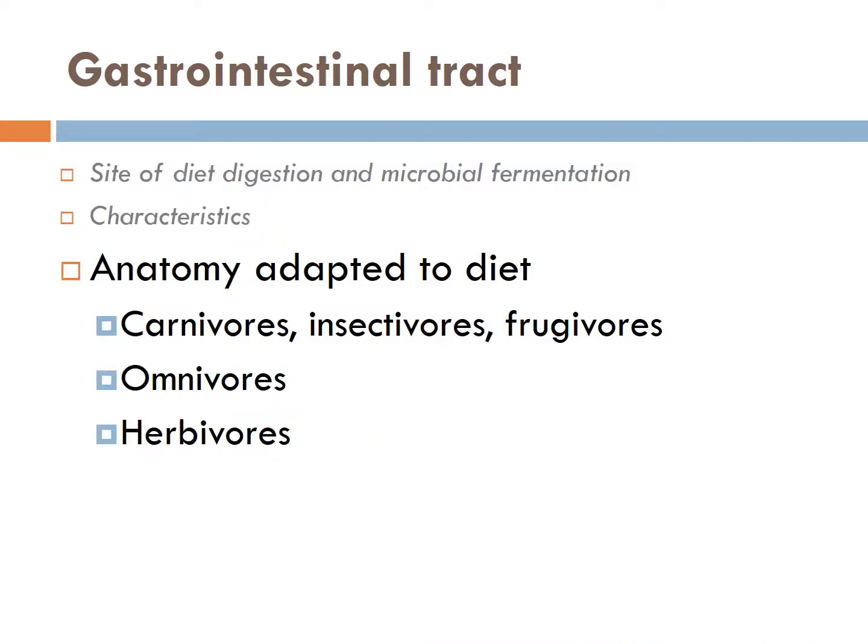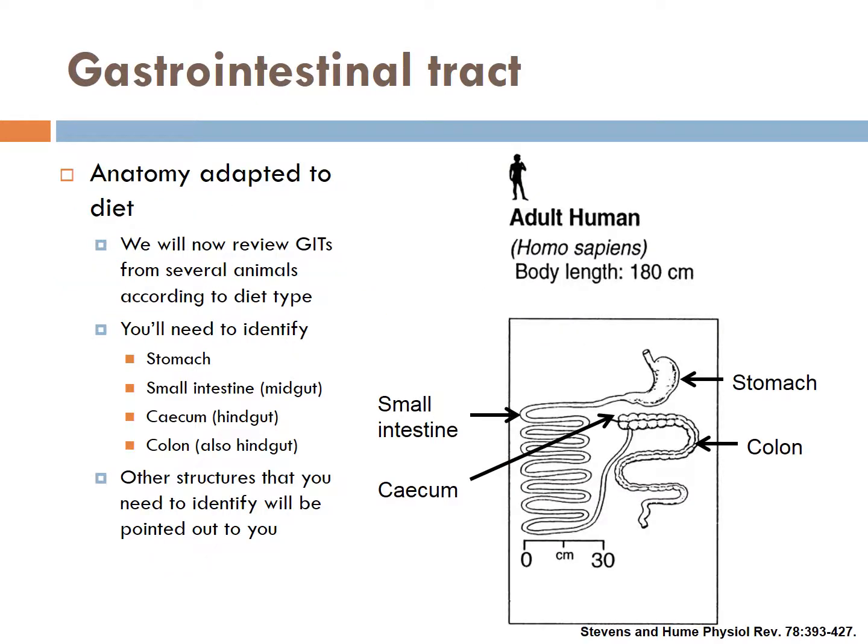In addition to discussing these general characteristics, we want to discuss how anatomy in the gastrointestinal tract is adapted to diet. And we'll go through this for carnivores, insectivores, frugivores, as well as omnivores and herbivores. We will review gastrointestinal tracts from several animals according to these diet types. You'll need to identify the stomach, the small intestine, which is also known as the midgut, the cecum, which is part of the hindgut, and the colon, which is also part of the hindgut.